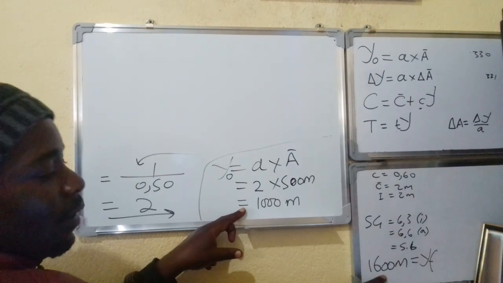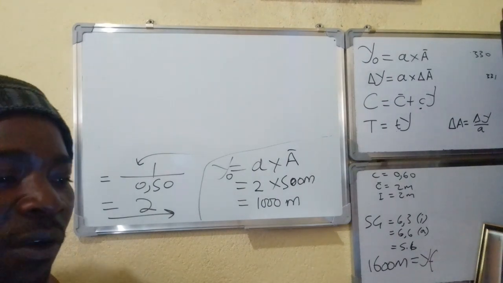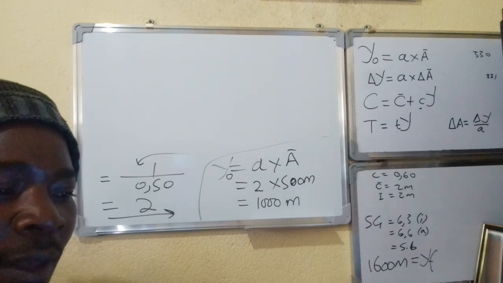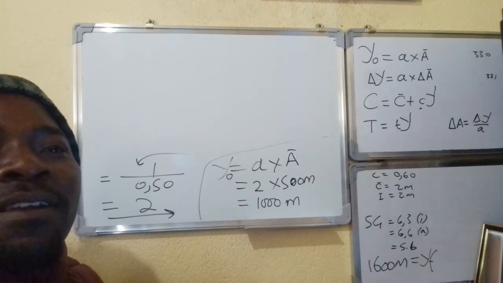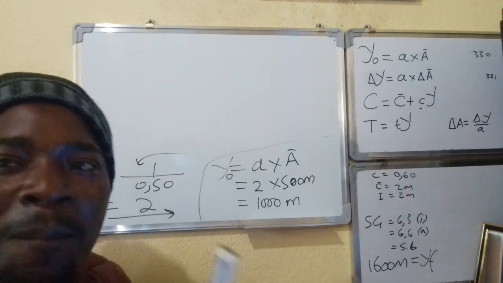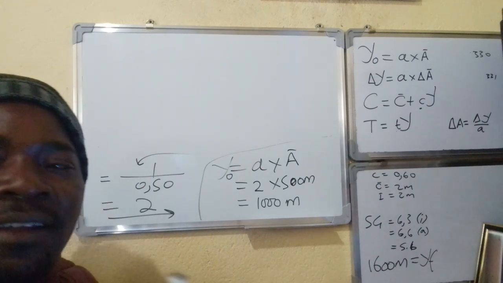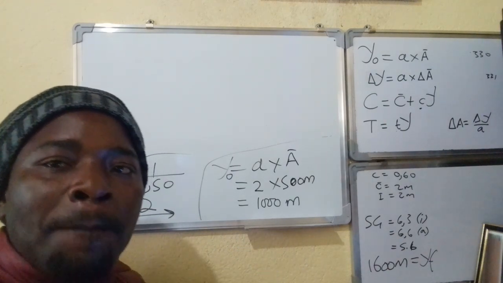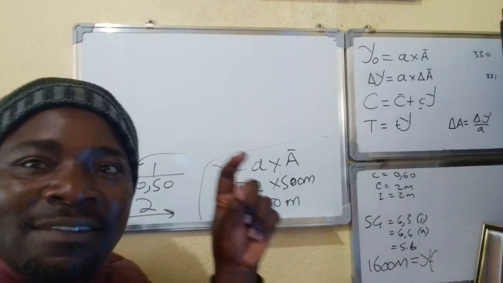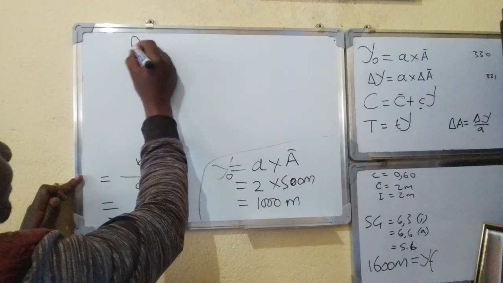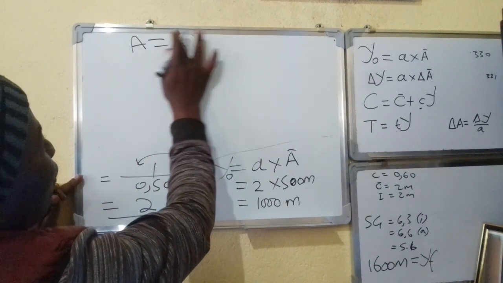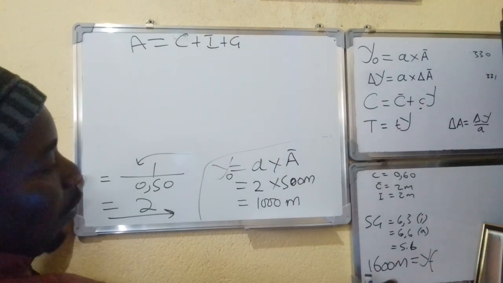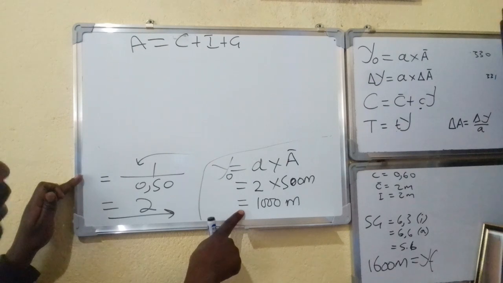by how much autonomous expenditure must be increased to move from the equilibrium level of income to the full employment level of income. And the question is tricky because they are saying by how much the government expenditure must be increased. They can say by how much aggregate expenditure must be increased. They can say by how much net exports must be increased. They can say by how much investment expenditure must be increased. Basically what they are saying is that by how much any one of the components of aggregate expenditure must be increased to reach full employment from equilibrium level of income.